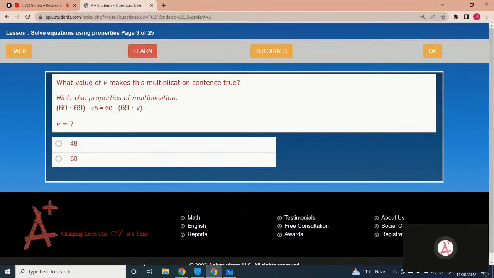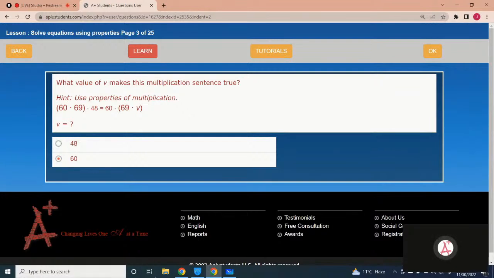60? How? This is the associative property, and in the associative property on both sides the numbers are exactly the same. Here you have 60, here you have 60, here you have 69, here you have 69, here you have 48, but here you have v. That means which number is it? In the associative property on both sides the numbers are exactly the same, just the order is different.